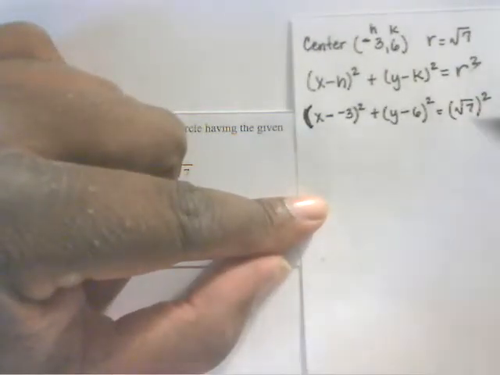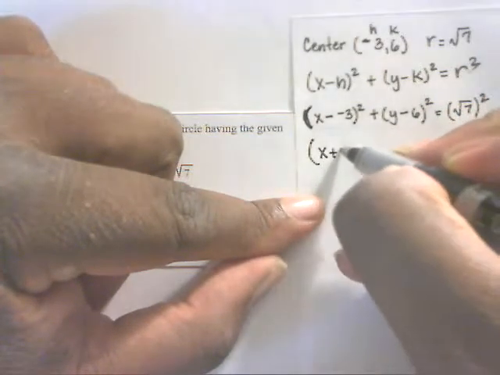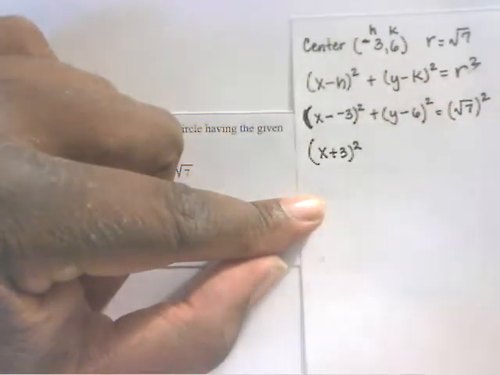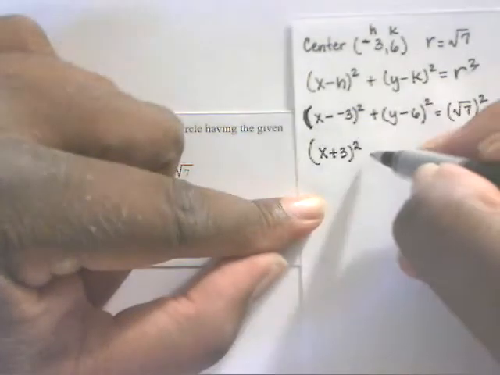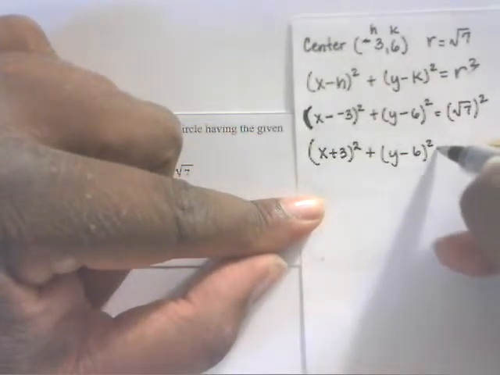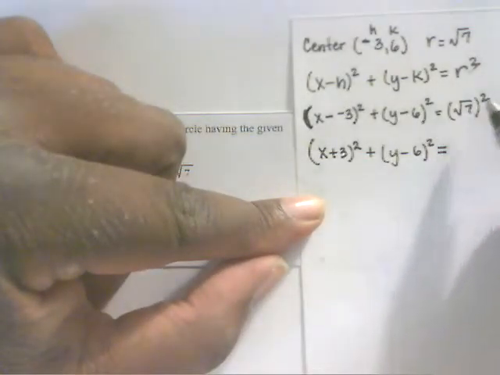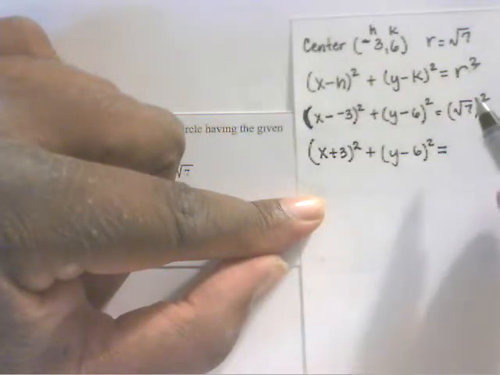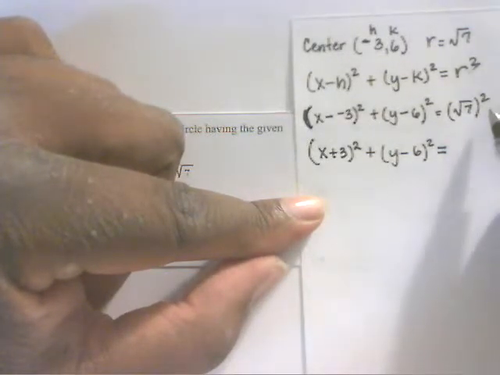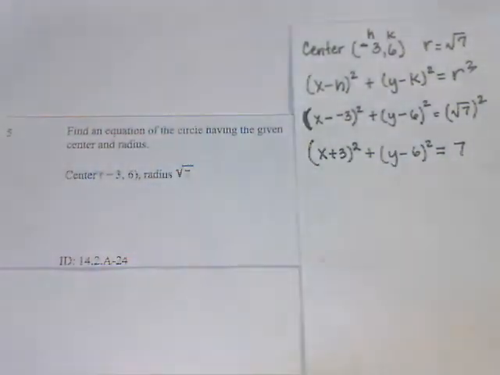Now let's simplify this. X minus a -3 is just simply x plus 3. So it'll be (x plus 3) quantity squared plus (y minus 6) quantity squared. And then that's equal to, now if you take the square root of a number and you turn around and square it, it's going to be the number underneath the radical. So the square root of 7 squared will just be 7. And that will be as far as I can go with that problem.